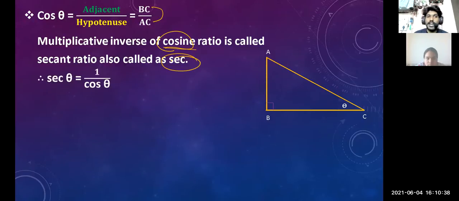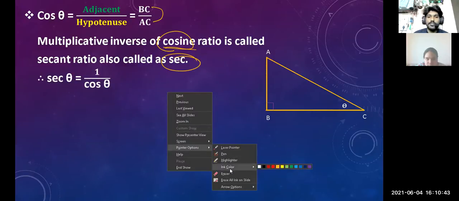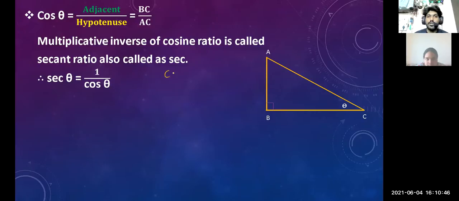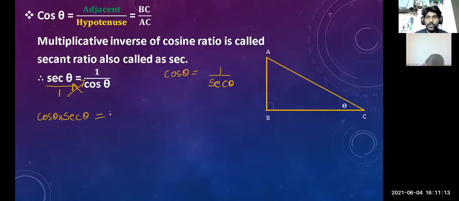And you know sec theta is equal to 1 upon cos theta, or this can also be written as cos theta is equal to 1 upon sec theta. Both of them are reciprocals of each other. Now use the same technique here. In the denominator, nothing is there, so 1. And if you do the cross multiplication, what will happen? 1 into 1 equals cos into sec. Correct. Cos theta into sec theta is equal to 1. This will be your next formula.